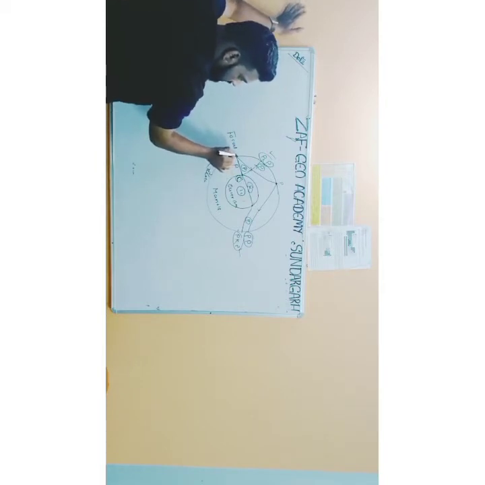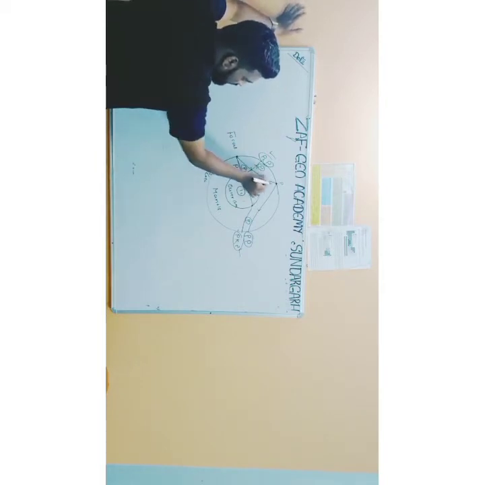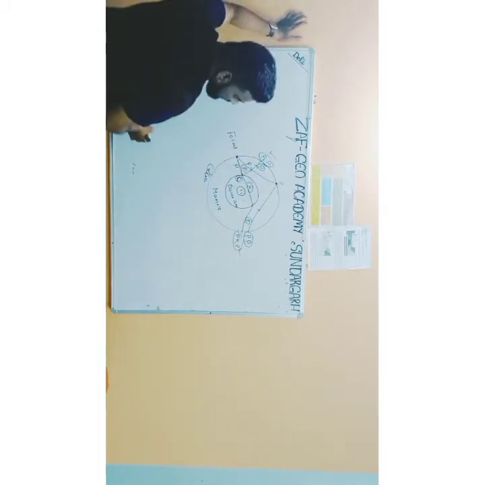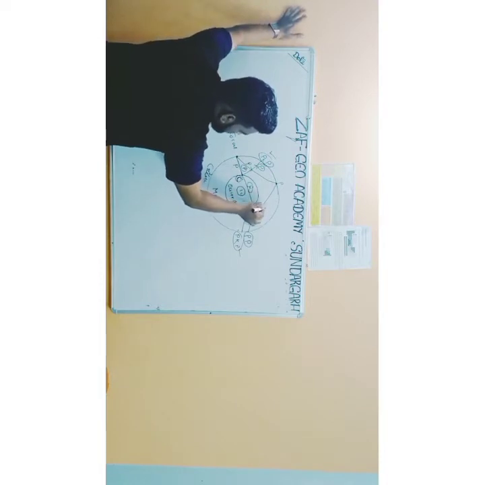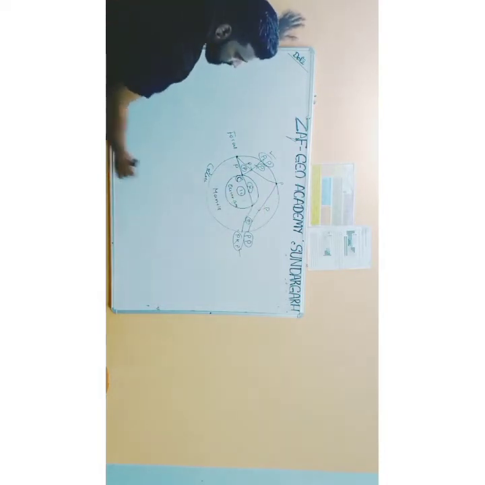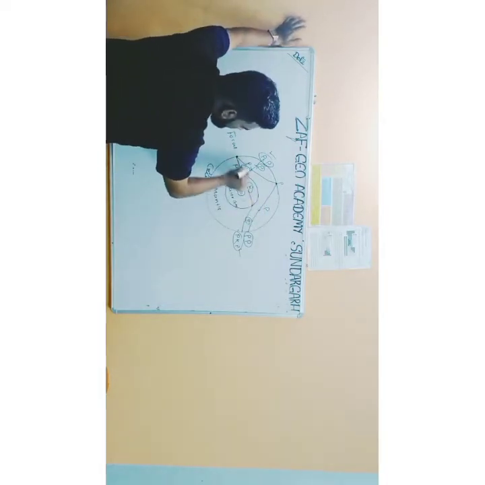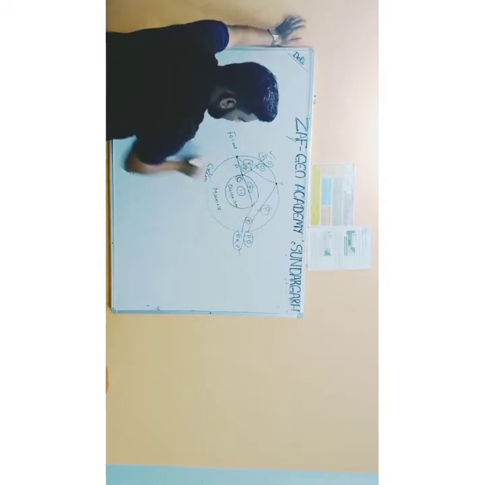Another wave started from here and reaches the point P, and after reflection from the crust, this is again P for the mantle. So this is P and this is P.